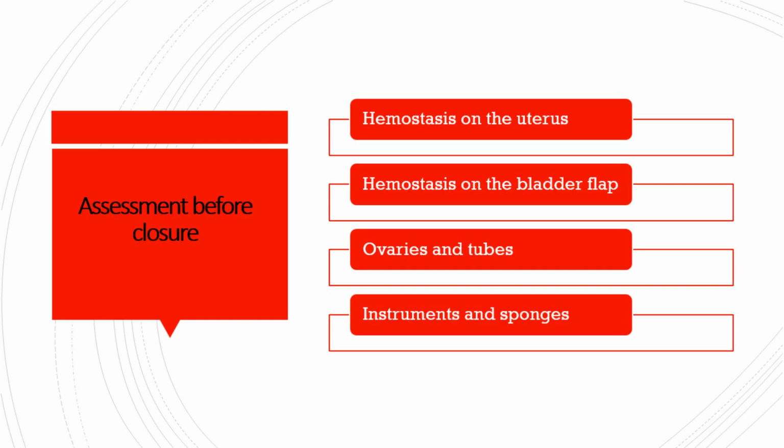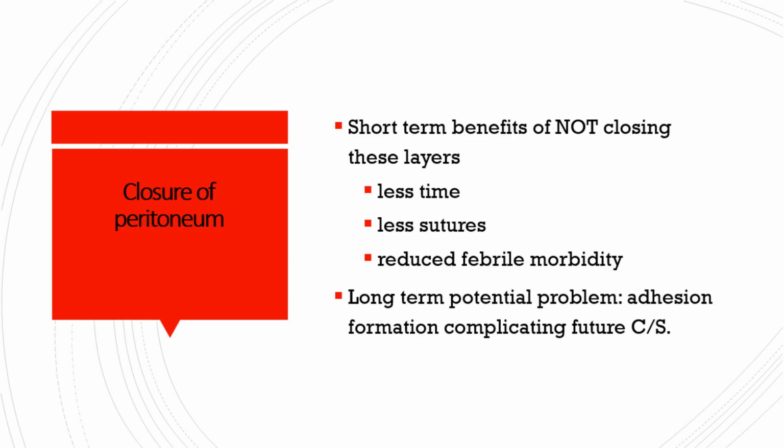Conducting a thorough assessment before closing the abdomen during a cesarean section is vital. Ensure that there are no actively bleeding vessels from the hysterotomy, especially at the corners. Then, check the bladder flap. You should also assess ovaries and tubes for integrity and any pathology. A surgical count of instruments and sponges is usually done as well to ensure they are all accounted for. This step is variable and depends on the surgeon.